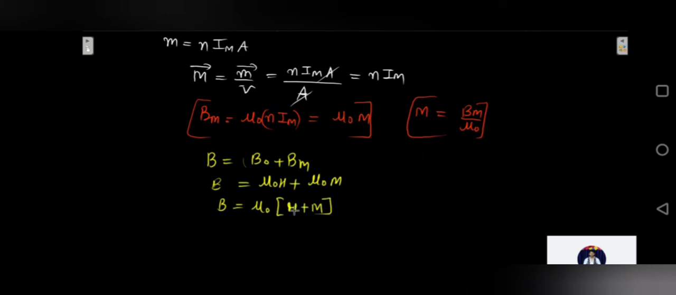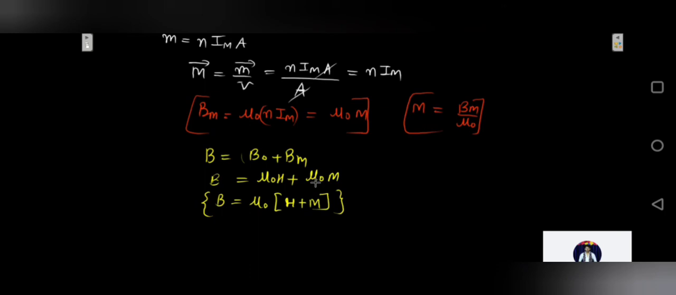This is going to be another formula which is very important. That is the total magnetic induction is given by mu naught times the sum of magnetizing field intensity and intensity of magnetization. So if you see from here, H and M are going to have the same units. We had discussed the SI unit of H, that is ampere per meter. Similarly, M is also going to have the same unit, that is ampere per meter. Both of them have same units.